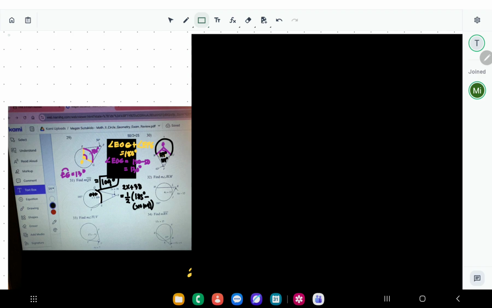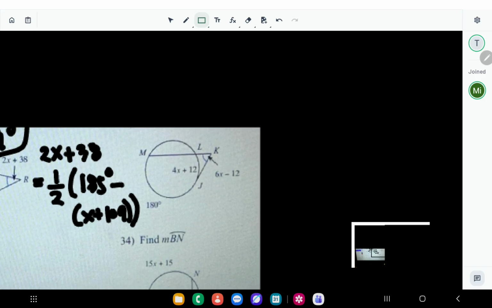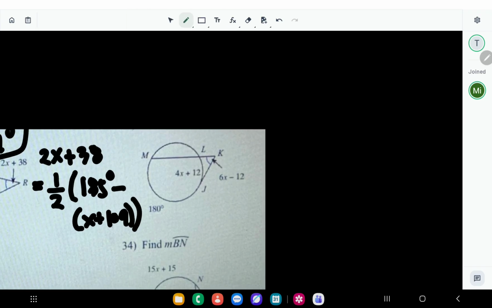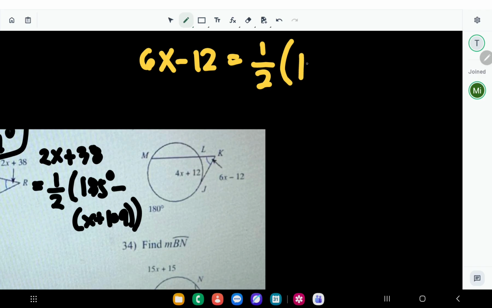Okay. So we can solve number, what's this? Number 32. This is 32. Okay, we're given here, this one. We're given the external angle 6x minus 12. So 6x minus 12 is equal to 1/2 of the major arc, which is 180 degrees, minus the minor arc, which is 4x plus 12.